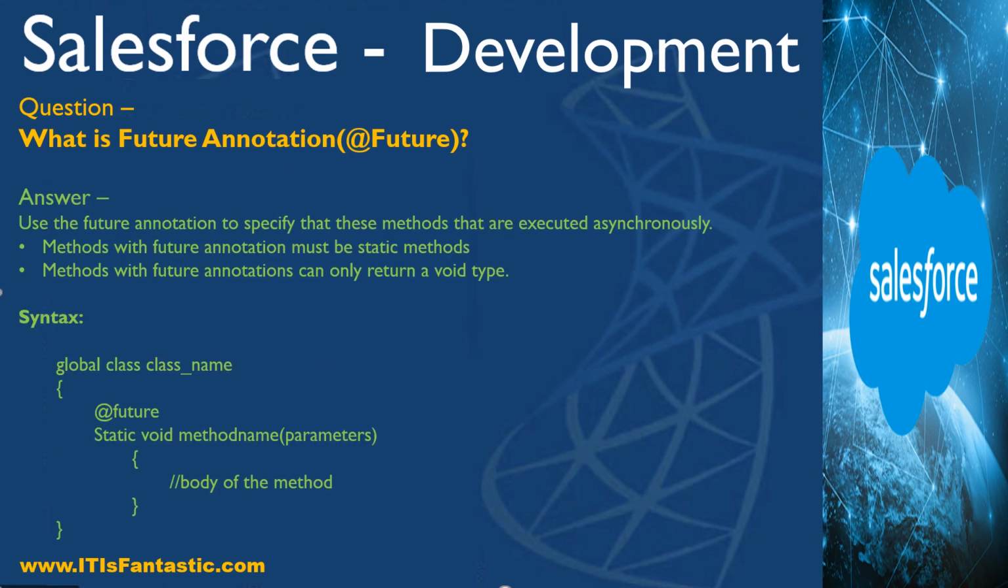What is the future annotation? We use the future annotation to specify that methods are executed asynchronously. Methods with the future annotation must be static methods. Methods with the future annotation can only return a void type.